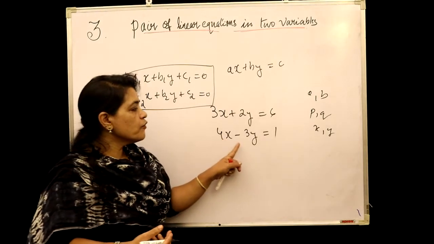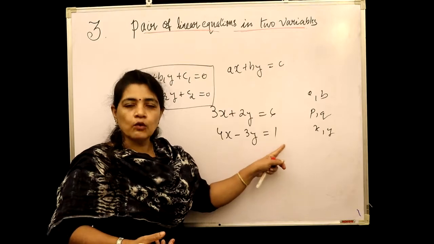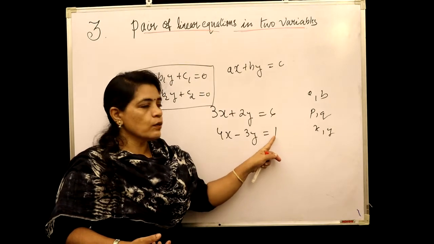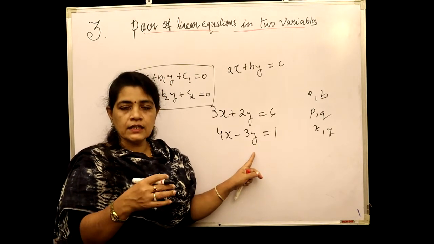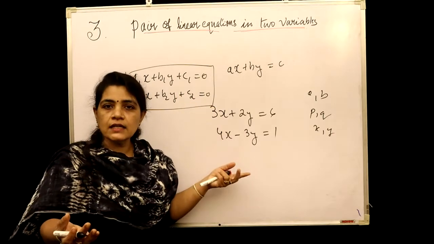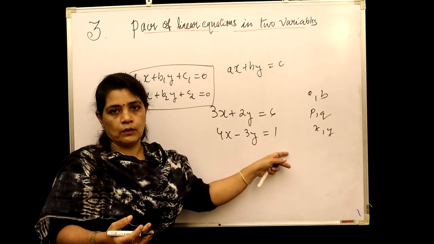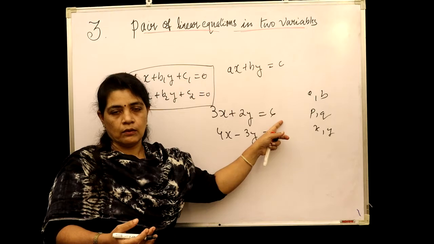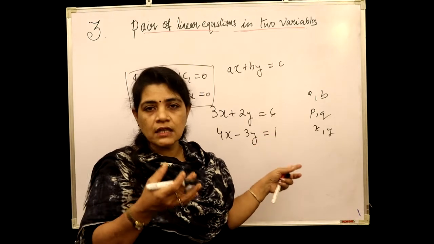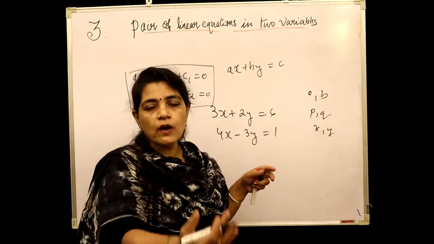Okay, see children, instead of 4x minus 3y equal to 1, if you place this 1 on the LHS, it will turn into this general form. So that does not matter. So minus 1 equal to 0. Okay, minus 6 equal to 0. But when we are solving these equations, we will keep the constant on the RHS part.